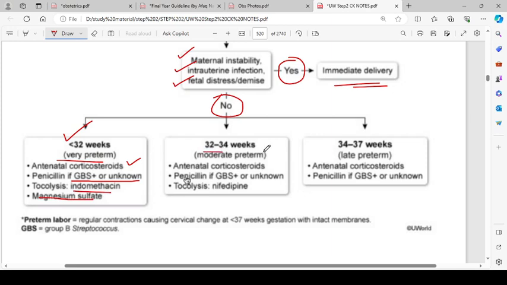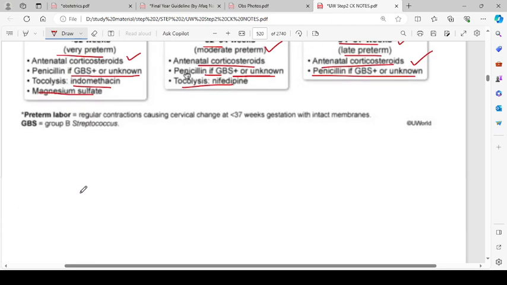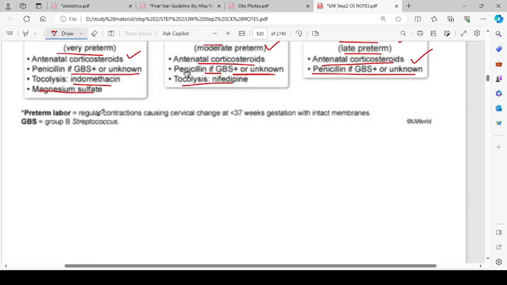32 to 34 weeks, which is moderate preterm, antenatal corticosteroids, penicillin if group B streptococcus infection or unknown, and tocolysis by nifedipine. And 34 to 37 weeks, late preterm, antenatal corticosteroids, penicillin if group B streptococcus or unknown. Okay. Preterm labor is regular contraction causing cervical changes at less than 37 weeks of gestation with intact membranes.